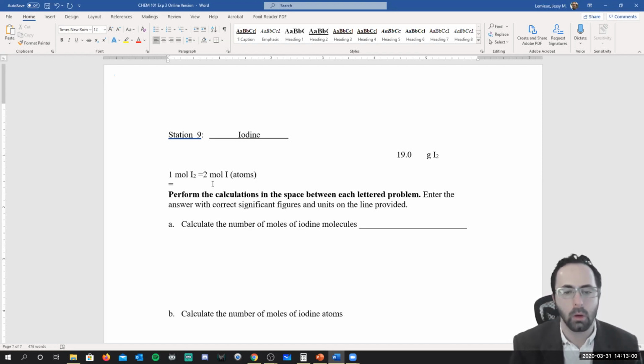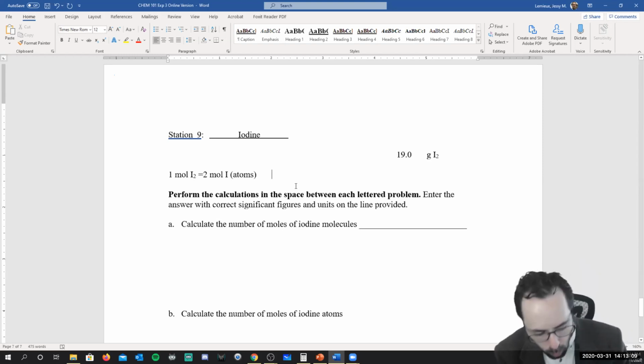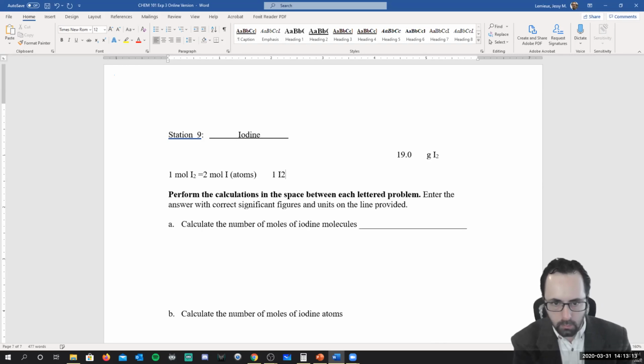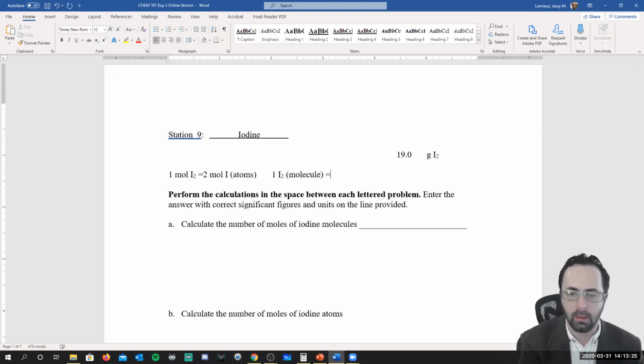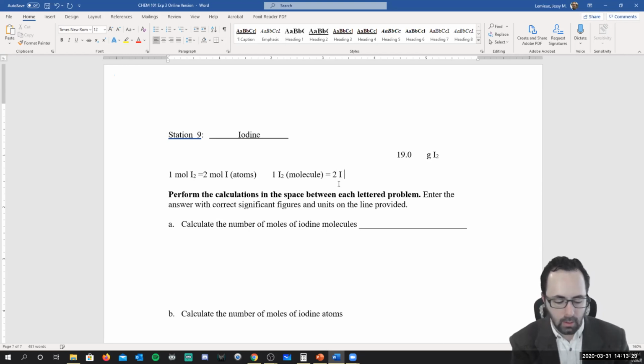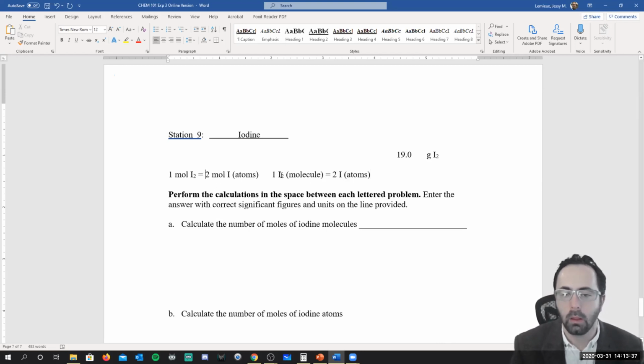Or equivalently, if we just want to work with 1 I2 molecule, which I'm writing in parentheses, the word molecule, I wouldn't necessarily have to write that. If I have 1 I2 molecule, that is equal to having 2 iodine atoms. So if I'm looking at an I2 molecule, it has 2 iodine atoms stuck together, right? So 1 iodine molecule has 2 iodine atoms. We can always scale that up to a mole. So 1 mole of I2 has 2 moles of I atoms. And we may need to use either of these. It's when people start having to decide which one, I think, that they have a really hard time.